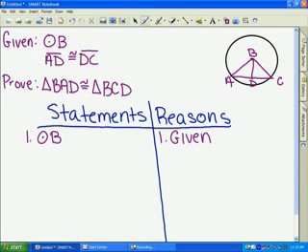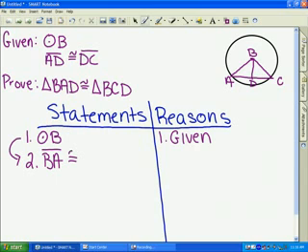What were one of the things we learned about circles? Radius. What do we know about all radii of a circle? All radii of a circle are always equal. So from this statement, I can conclude, what are my radii? Radius goes from where to where? Center to the edge. So BA is a radius.